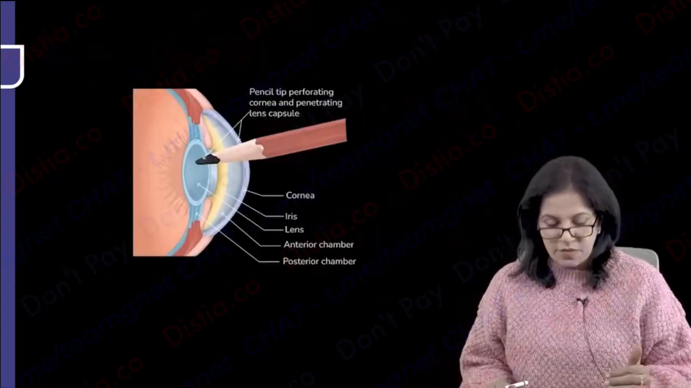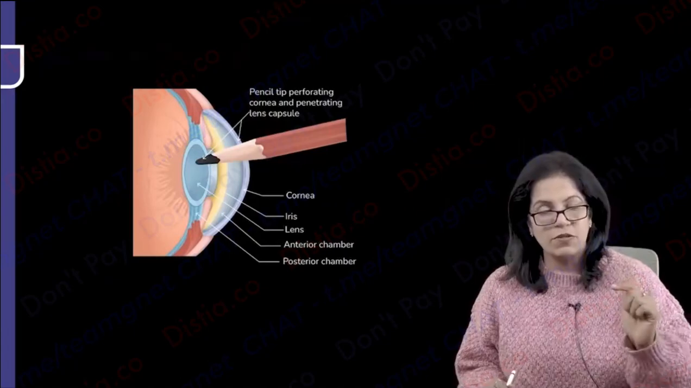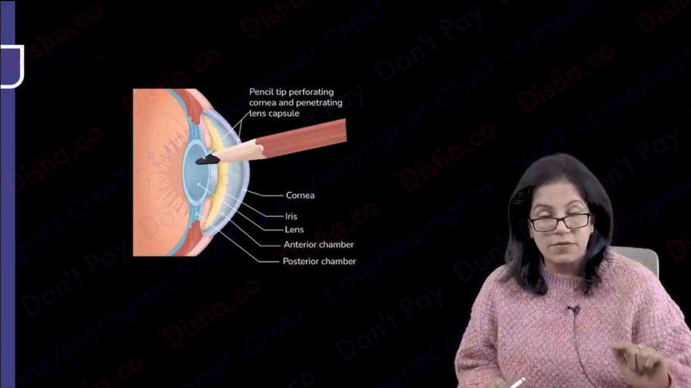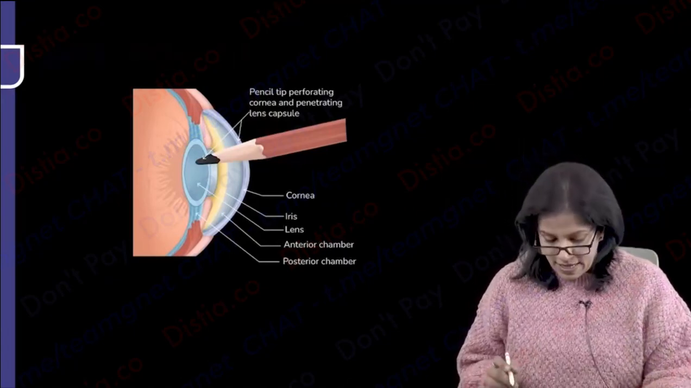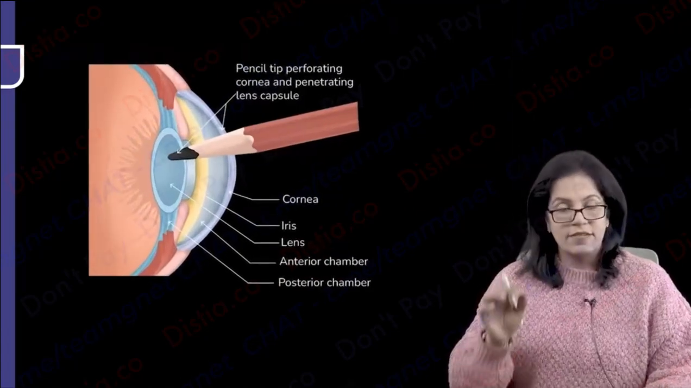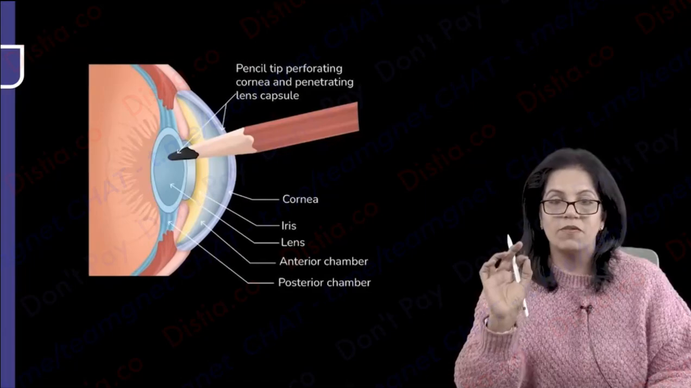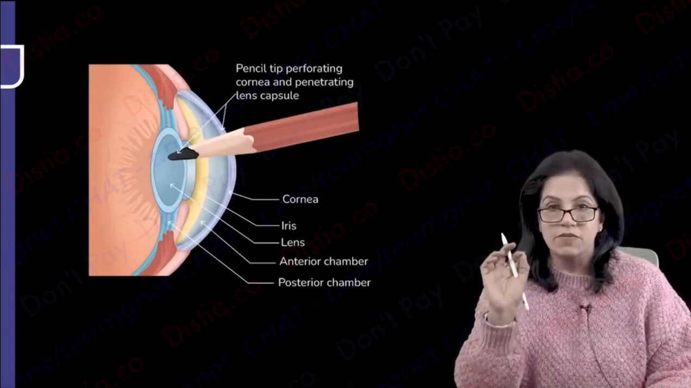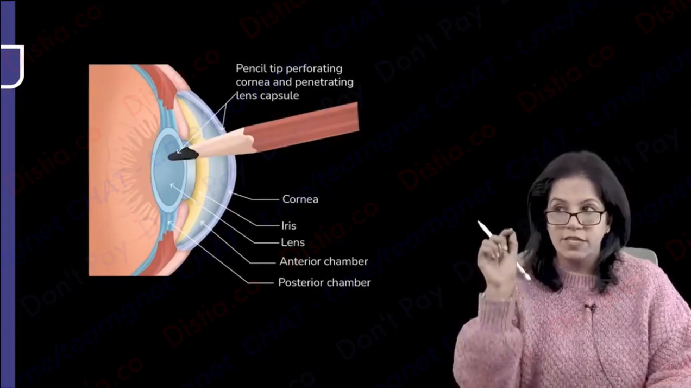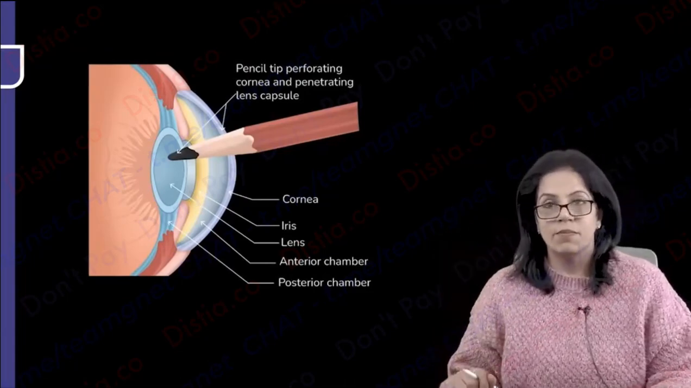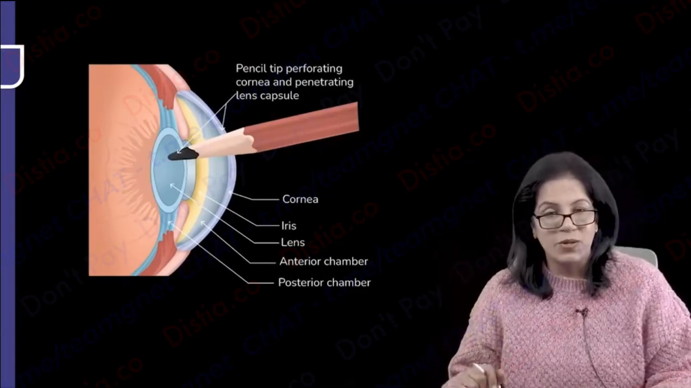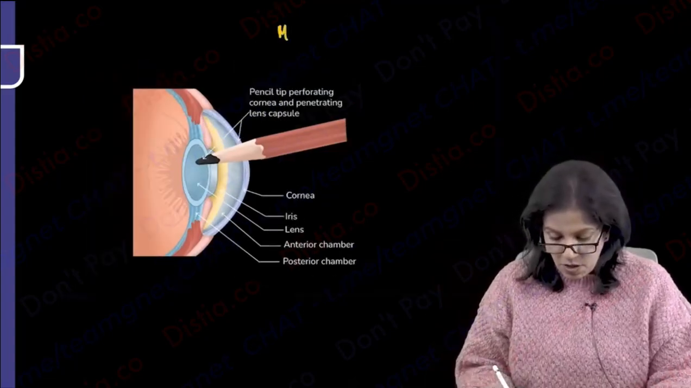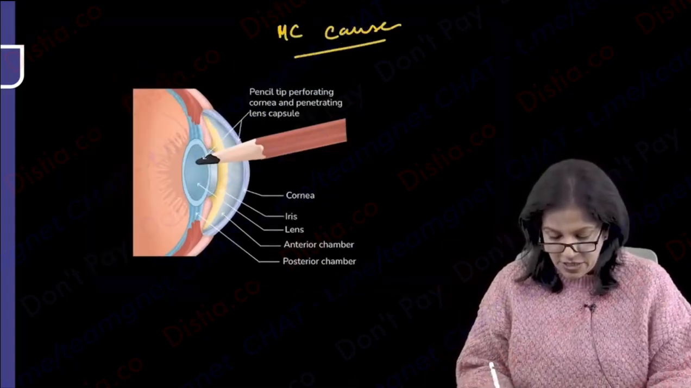So penetrating injuries, we all understand that there has to be an entry wound. Perforating means there will be an exit wound also, right? First important thing is, the most common form of injury is in small children because of this sharpened pencil. Very small children actually injure the other child's eye. So this becomes one of the most common causes of penetrating injury.